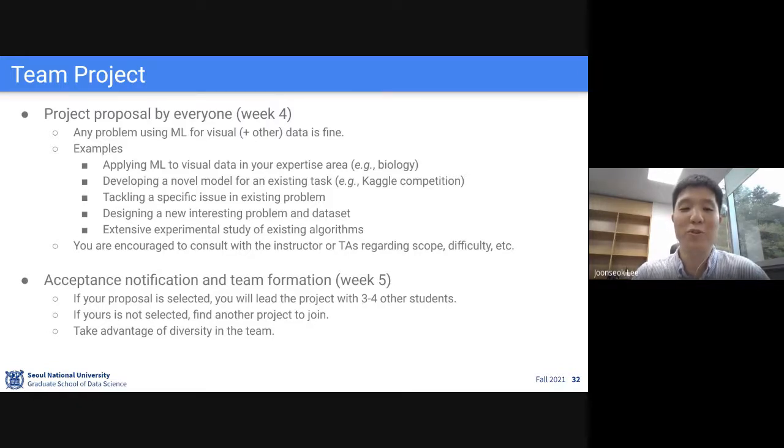And I would like to encourage you to take advantage of the diversity of the team. I know that some of you are registering for this class with other lab mates or friends. It's also good, but in many cases, in that case, you will have no diversity, the same major or same research topics. So I would like to encourage you to work with various students from various backgrounds. Especially in this semester, we have about 10 international students who are visiting Seoul National University. So I'd like to encourage you to work with them to learn from each other.